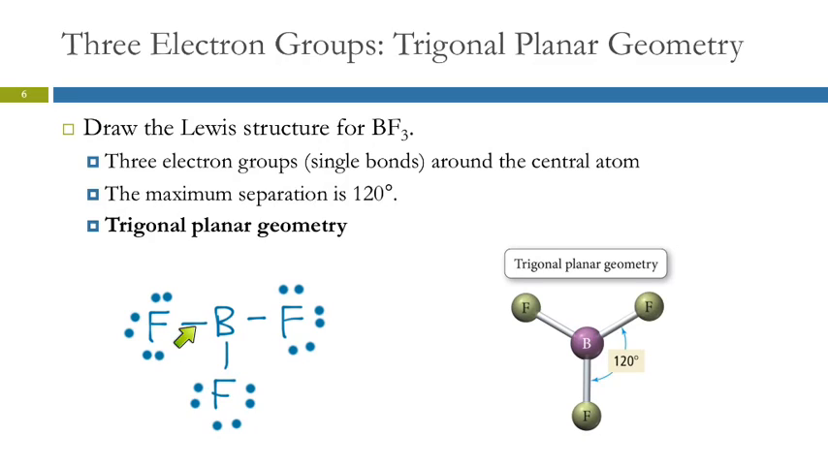So how many groups around the central atom? Three. Three single bonds. So if we take our two balloons that are tied together and we add a third, that's going to change the angles.